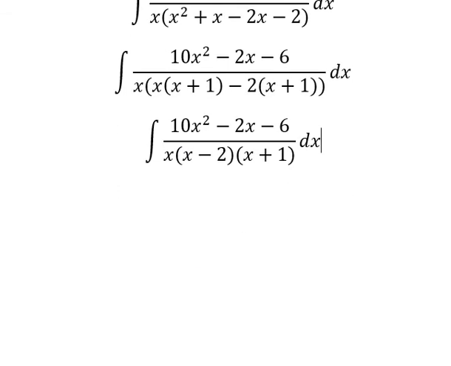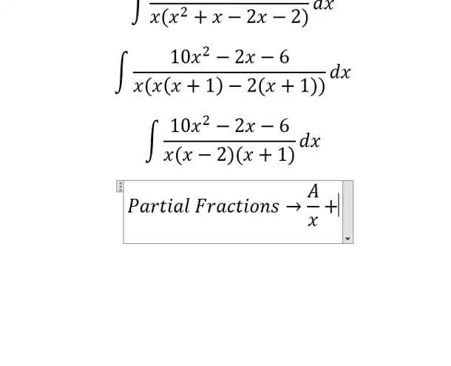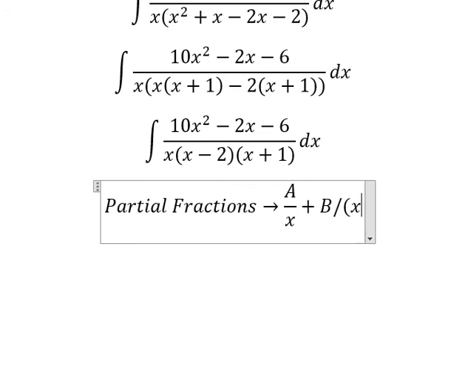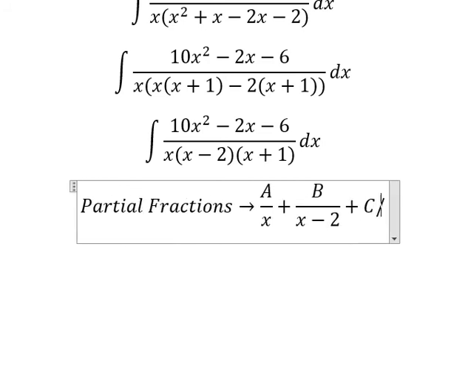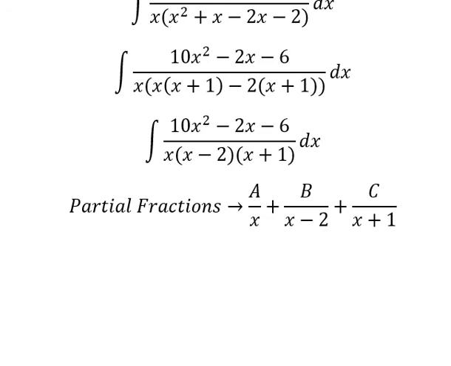And now we can do partial fractions. I will put capital A over s, capital B over s minus 2, capital C over s plus 1. Now we do common denominator.